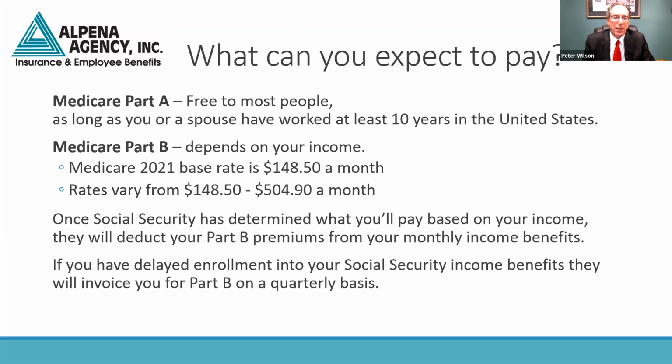Part B, which is your outpatient, your doctor visits, depends on your income. Starting in 2021, the base rate for Part B is $148.50. But as I mentioned, Part B does depend on your income, so rates can vary for some people. The base is $148.50, but can go all the way up to $504.90 a month if you're a high earner after you turn 65. Once Social Security has determined what you're going to pay based on your income, that bill is deducted from your Social Security check.